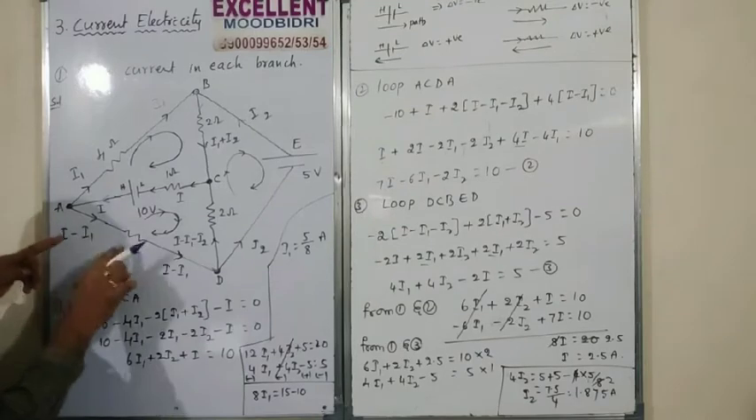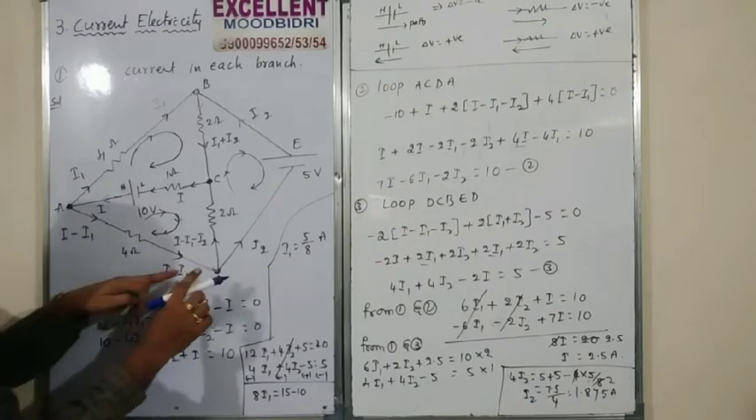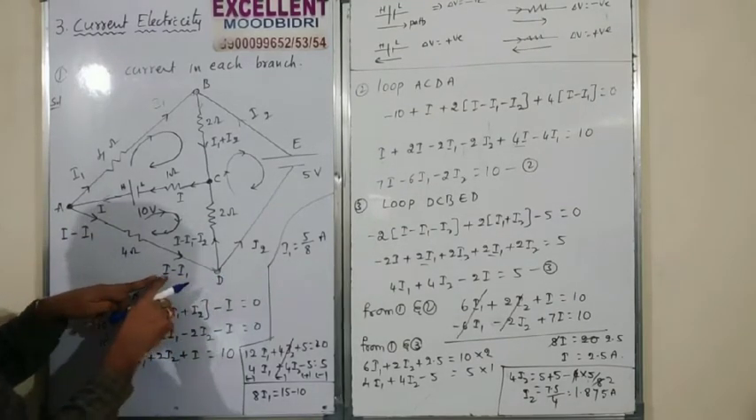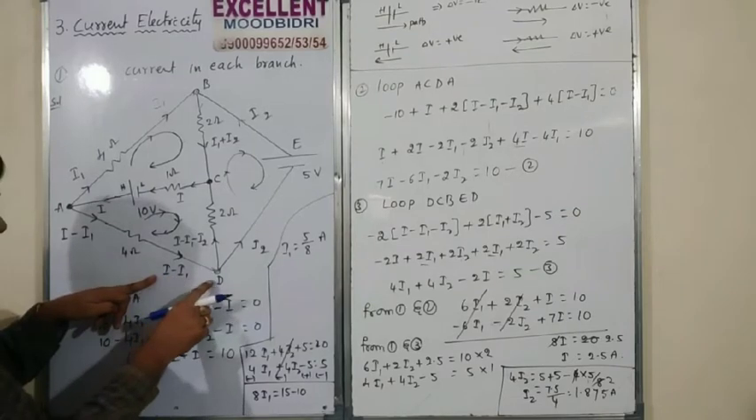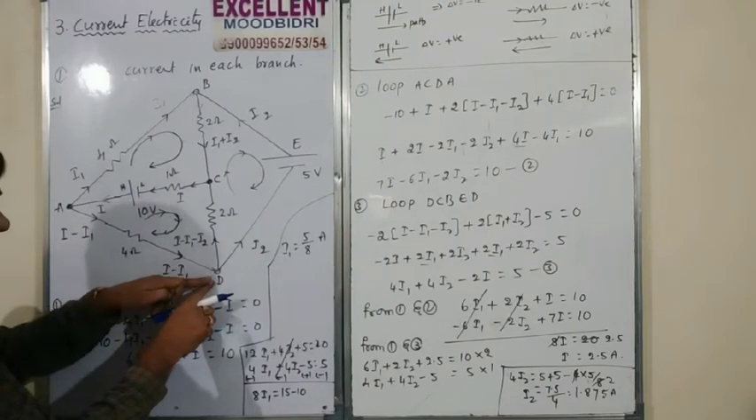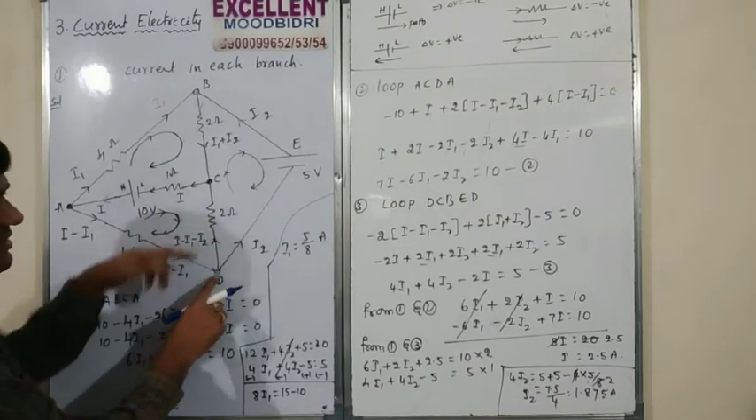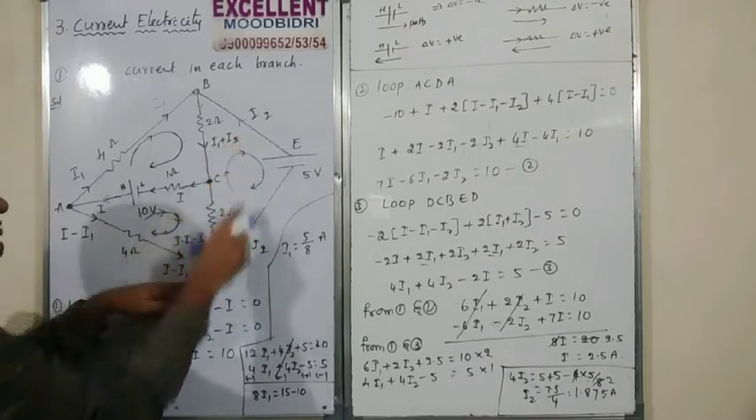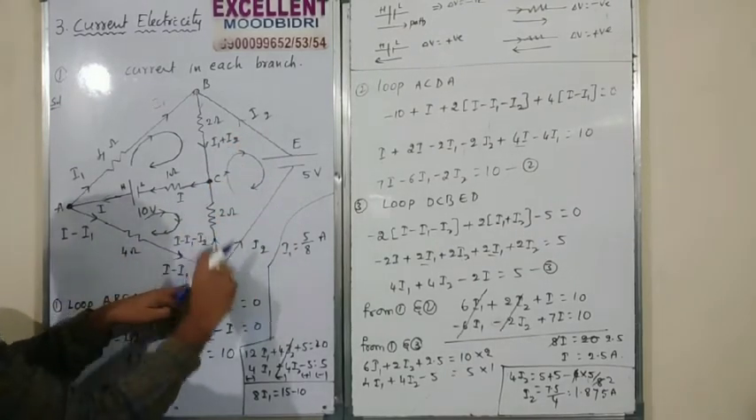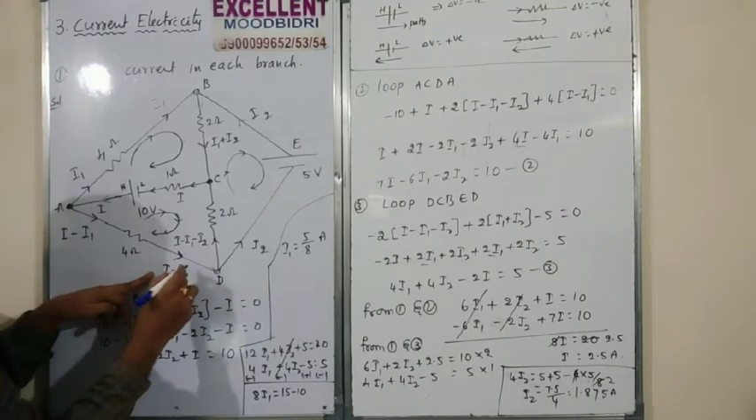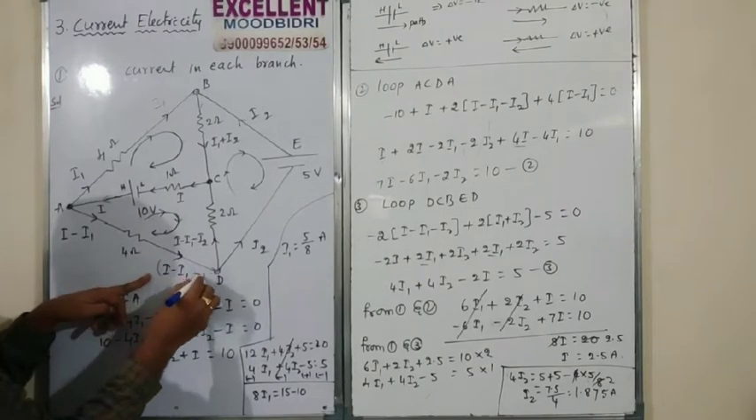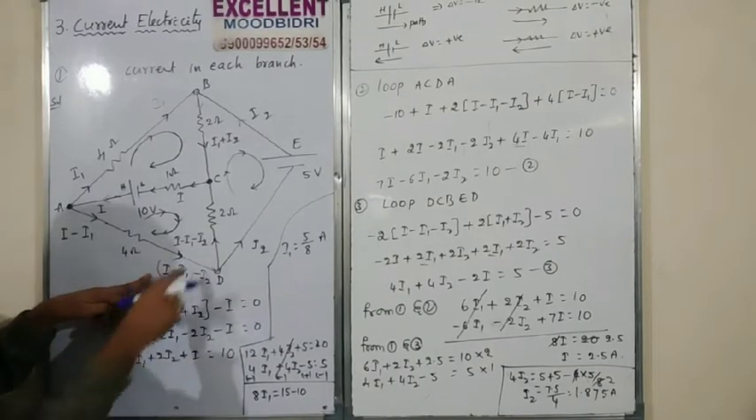Now you can observe this branch, I minus I1. Here a junction will be there. The entering current is I minus I1, but at the junction it leaves on this side and this side. This side current we already got as I2. The remaining current we want to subtract from here only, no? I2. So that I have written here.